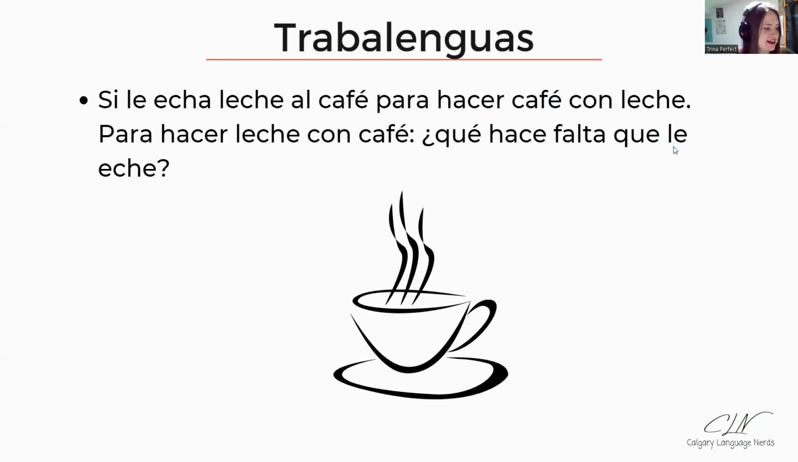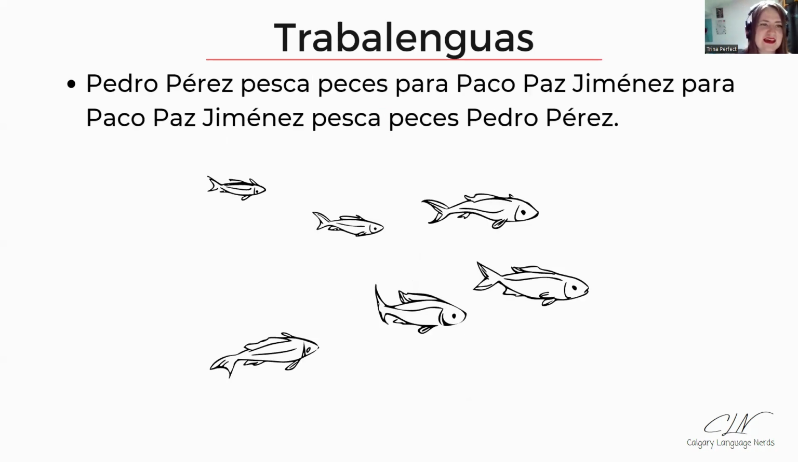Feel free to slow it down to try your best to read it in blocks. Por ejemplo, la primera frase y la segunda, so the first phrase, the second. Si le echa leche al café para hacer café con leche, para hacer leche con café, ¿qué hace falta que le eche? All right, you're doing great. Like in all these exercise videos, you know, when the teacher congratulates you with it, I'm sure you're doing great as well. Venga. Okay, this one is all about different pronunciations of theta, k, thi, and this kind of stuff. Okay, so let's figure out what it means first and then let's try to pronounce it.